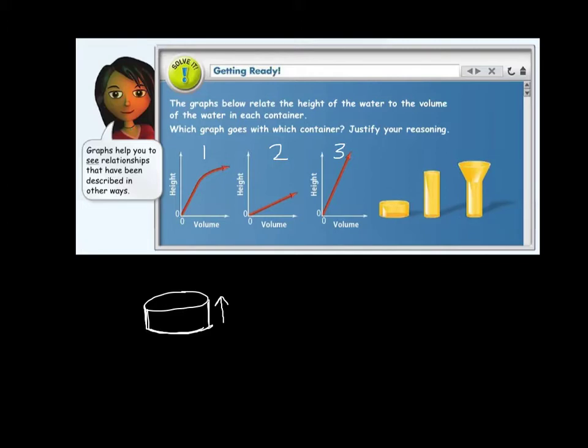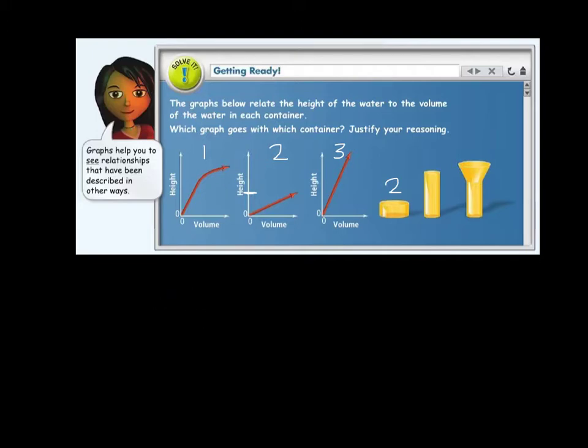Why, yes, that would be graph number 2. Graph number 2 for that short cylinder. So graph number 2 is the one that shows us that the volume would be increasing slowly, and that the height doesn't actually go that high at all. You see, it stops at a pretty low level right about there. Good. Okay, let's look at the next one.